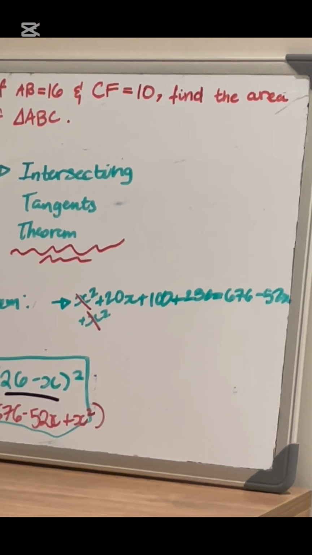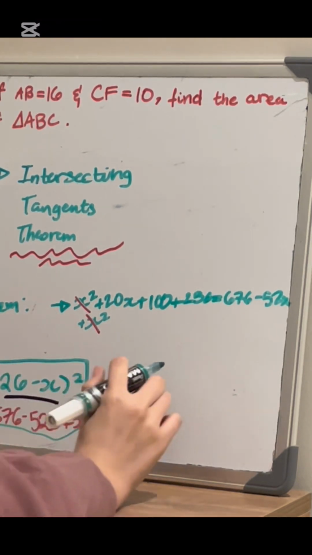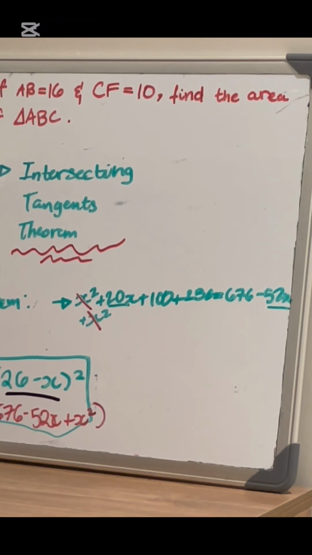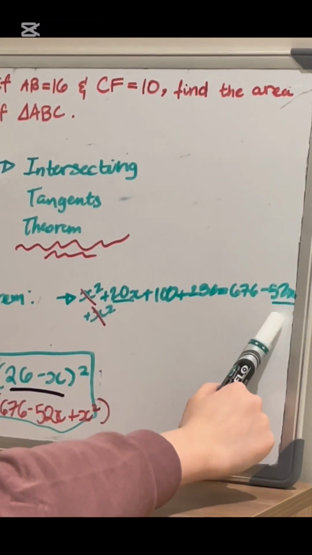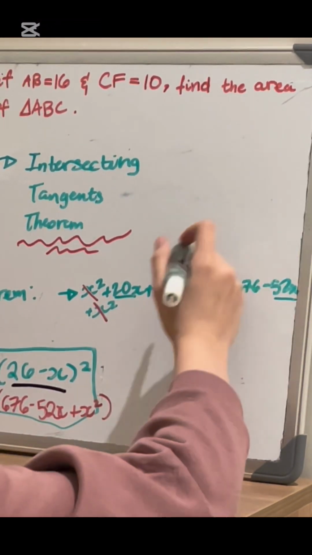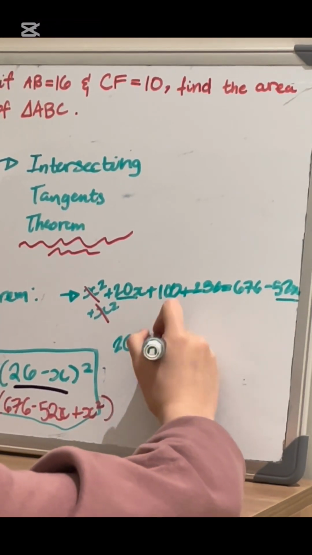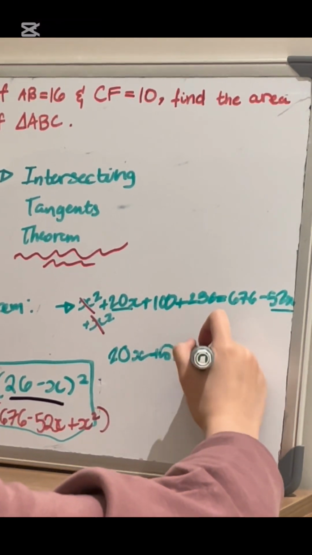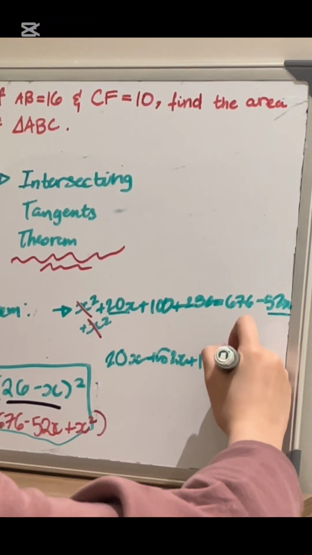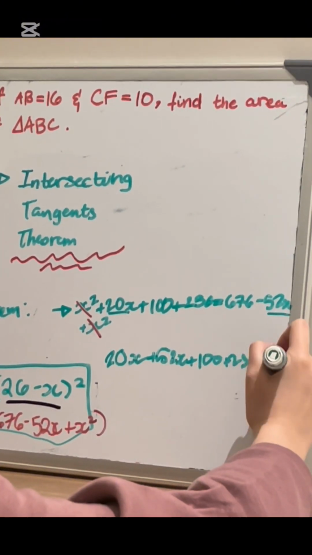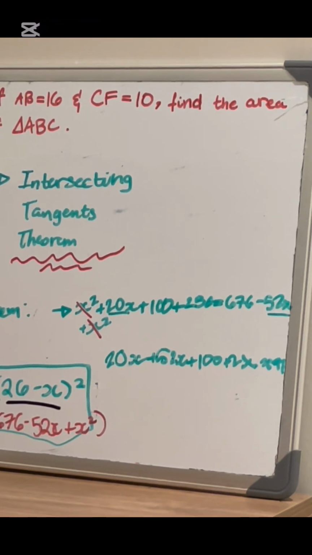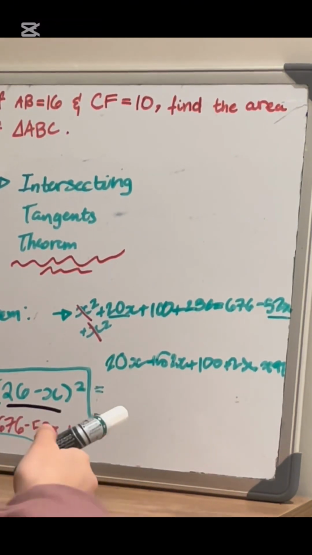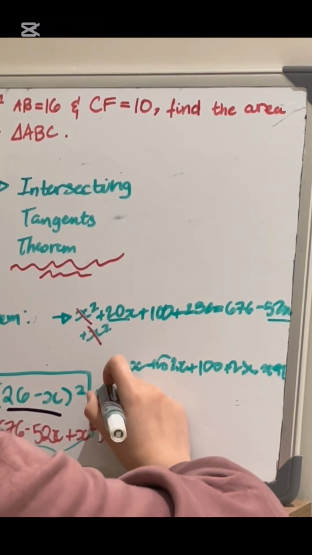Next, we're moving on to x. So we have 20x and negative 52x. If we want x to be positive, we have to transfer 52x to the other side. That will then become 20x plus 52x plus 100 plus 256 is equal to 676. So then 20x plus 52x is 72x.